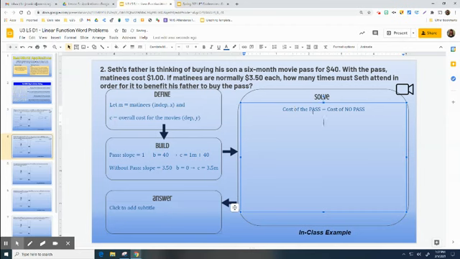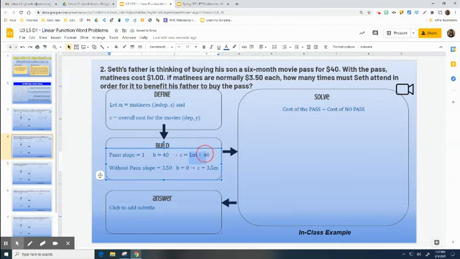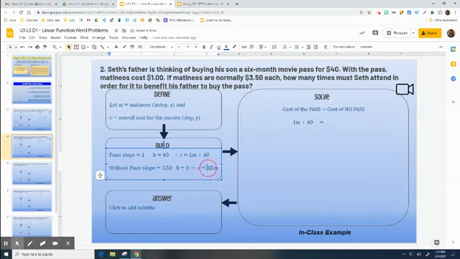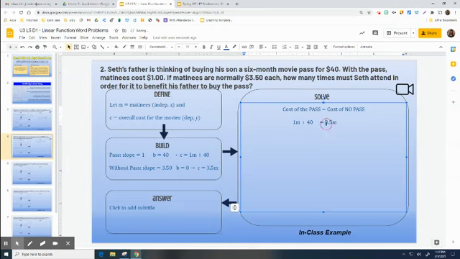So the cost of the pass is right here. This is what C equals. So I'm going to grab that and I'm going to substitute it right there for the cost of the pass. So what is the cost of the pass? Cost equals $1 per matinee plus $40 for the pass. And then what does it cost for no pass? Right here, cost is $3.50 per movie. So I'm going to replace it. So here's the C of the pass, and here's the C of the no pass.